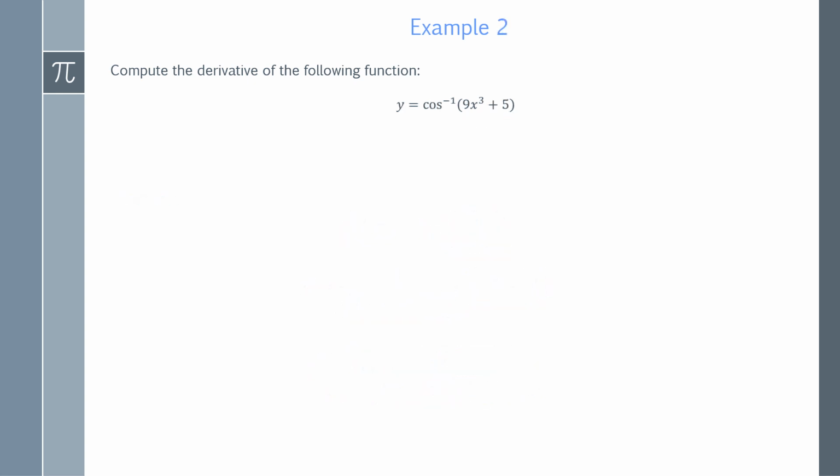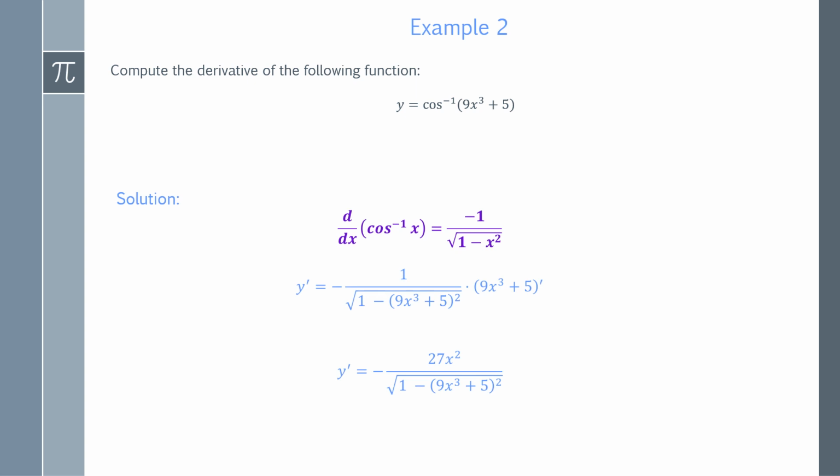Let's take a look at the second example. Here we have y equals arc cosine of the expression 9x cubed plus 5. So just like in our previous example, the first thing is for me to write out the formula, and this is going to be negative 1 over the square root of 1 minus x squared. Except in my case, the argument of the function is not just x, but rather a function of x. And that means we will be applying the chain rule.